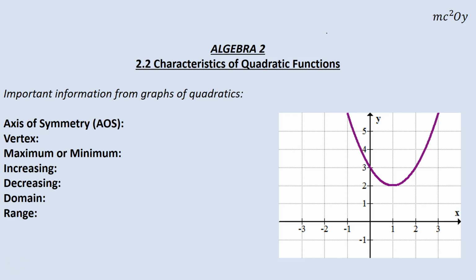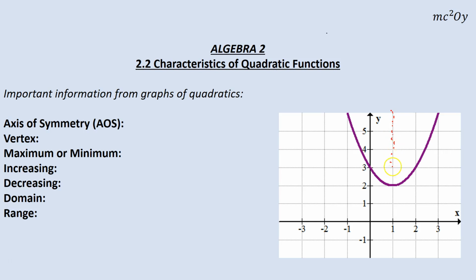Talk about 2.2, characteristics of quadratic functions, and a bunch of vocab and different review information from Algebra 1 here. So first, axis of symmetry. Our axis of symmetry can be found by doing, well, let's do it pictorially first.